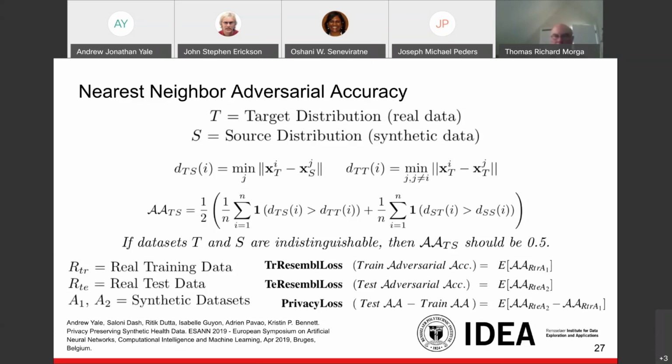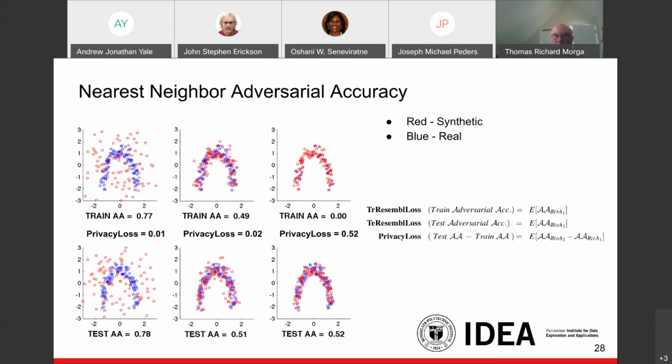To show this graphically, if we look over here to the left, with the blue data being the real data and the red data being your synthetic data, in this version you have a terrible model, creating synthetic data that doesn't look at all like the real data. We have our training adversarial accuracy as 0.77 and our test as 0.78, which are not near 0.5, which is what we were talking about.